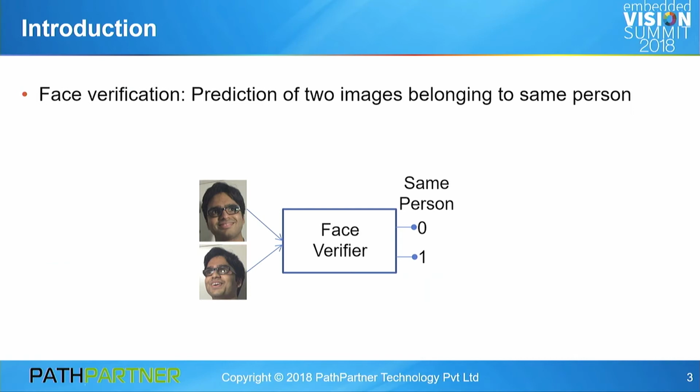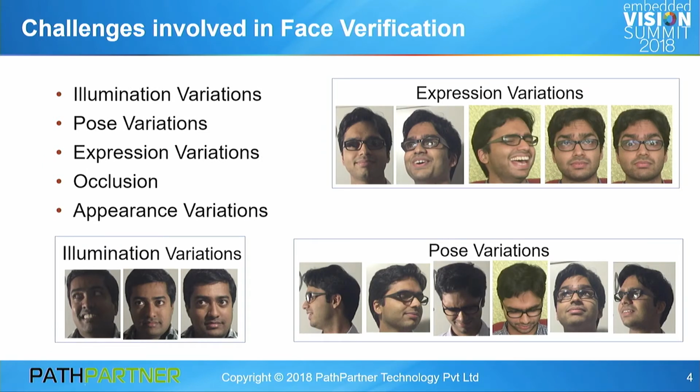So the problem: what face verification is. Given two images, if I can compare them and say whether they correspond to the same subject or not, that defines my face verification task. But to build a robust face verification system, what are the challenges involved? These are the list of challenges: illumination variations, pose variations, expression, occlusion, and appearance variations. Given a subject, the illumination can be natural or man-made, and the head pose of the same subject can differ. Irrespective of all these variations, I should be able to recognize a person.